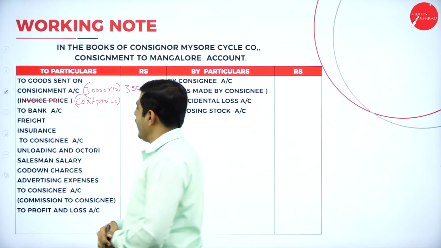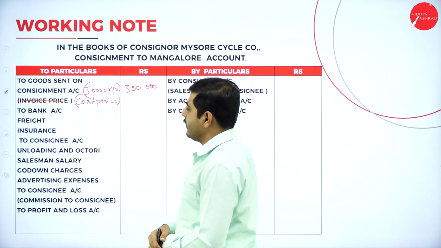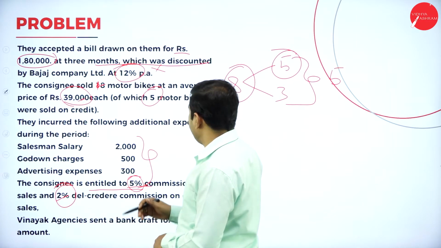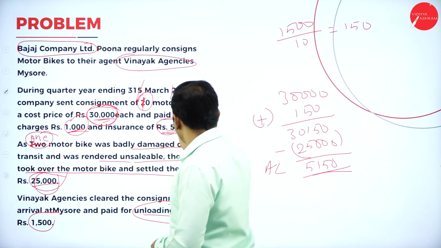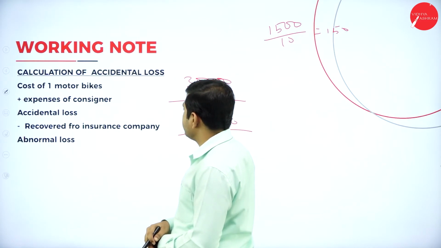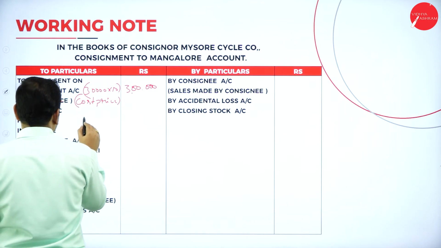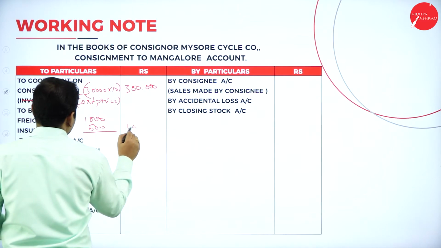Next, to bank account. What are the expenses of consignor? The consignor has paid 1,000 rupees for freight and 500 rupees for insurance. So freight is 1,000, insurance is 500, total 1,500.